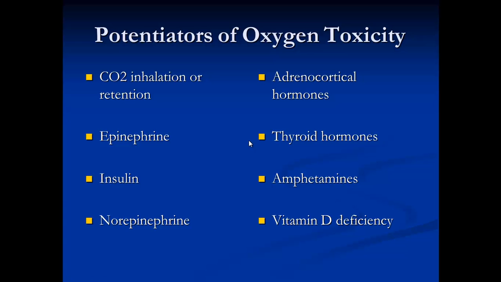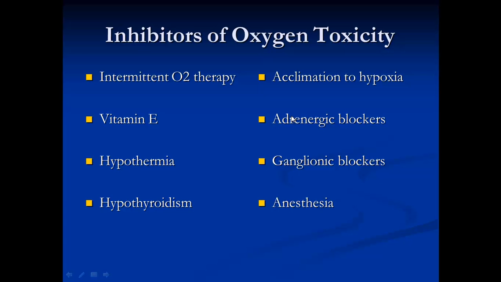Potentiators of oxygen toxicity: if the patient has COPD and they tend to be CO2 retainers, this condition itself could potentiate oxygen toxicity. Also patients in the ICU who are on vasopressor support, patients on an insulin drip, patients with thyroid disorders, patients on amphetamines, etc. Inhibitors, on the contrary, could be patients with hypothyroidism, hypothermia, adrenergic blockers, anesthesia, etc.